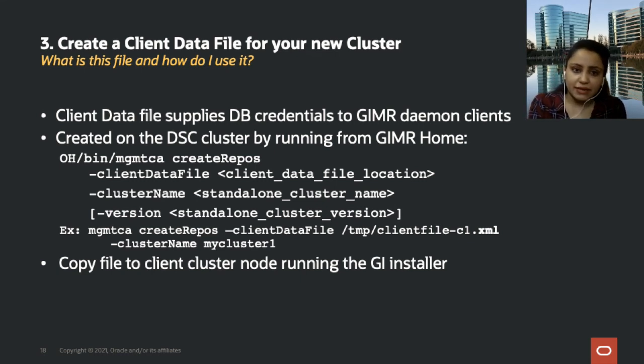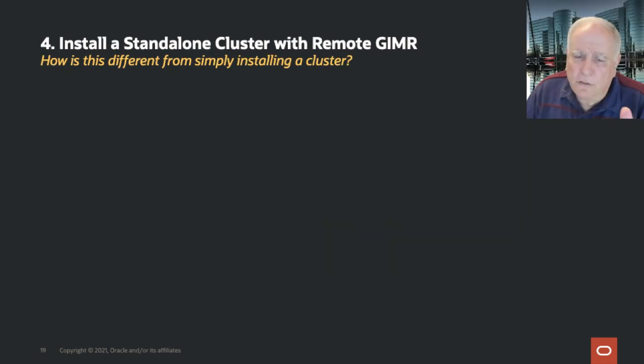The command is like that in mgmtc create repos client data file with the cluster name for the remote cluster. By the way, this file is an XML file. And once the file is created, you need to copy it to the client cluster node running the GUI installer. How is this used in the GUI installer? And is this any different than a normal cluster install?